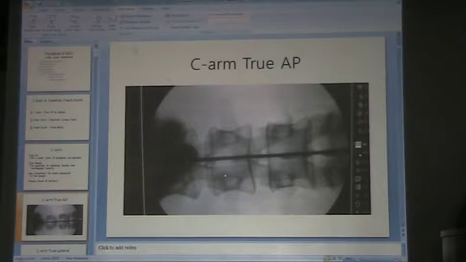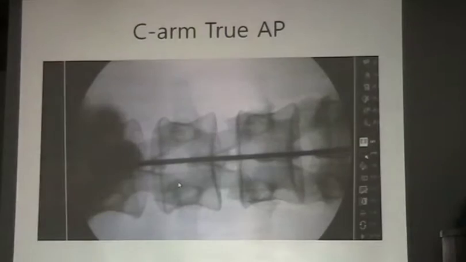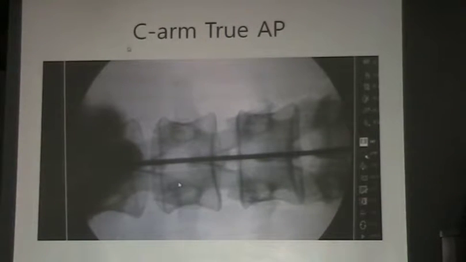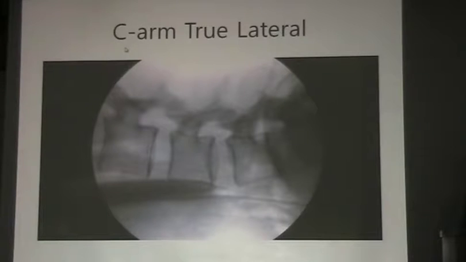It's better. Yeah, okay. CM through lateral view means the pedicles and vertebral body overlap.